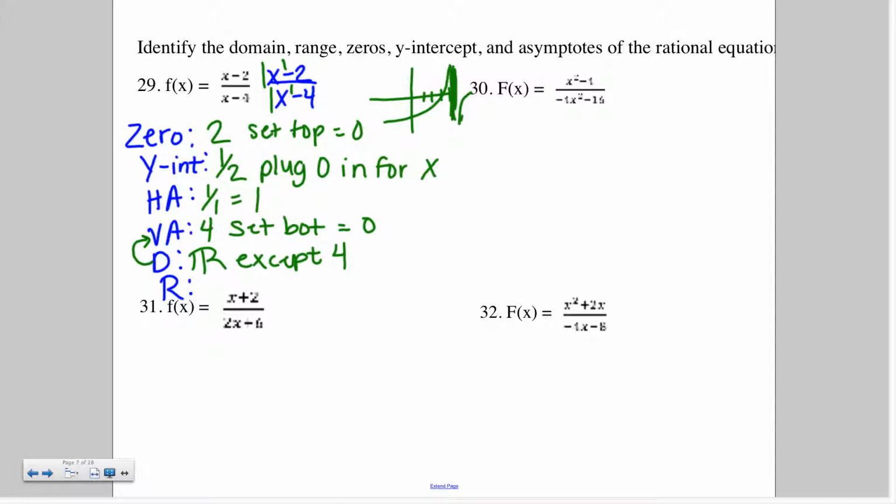So for my domain, it would be all real numbers except 4. All right? Now my range is going to do the same thing, except I'm going to look at my horizontal asymptote. And that means that I have an asymptote going along somewhere like that. So I'm going to go up, and I'm not going to hit that one point, but I will hit every other point other than that. So I have 1, so all real numbers except 1.